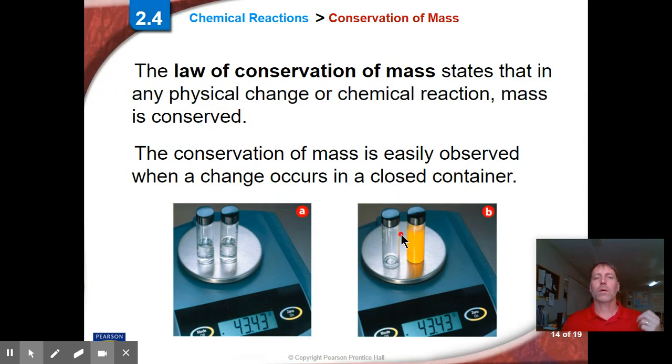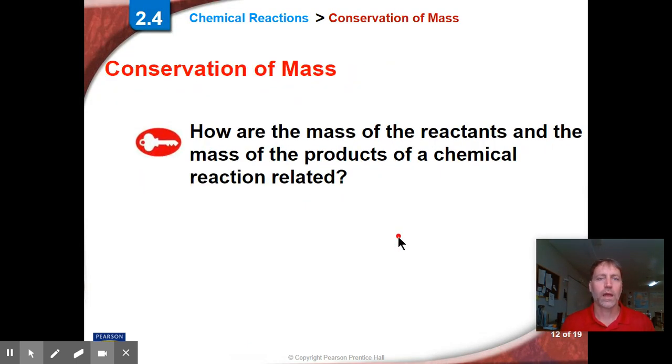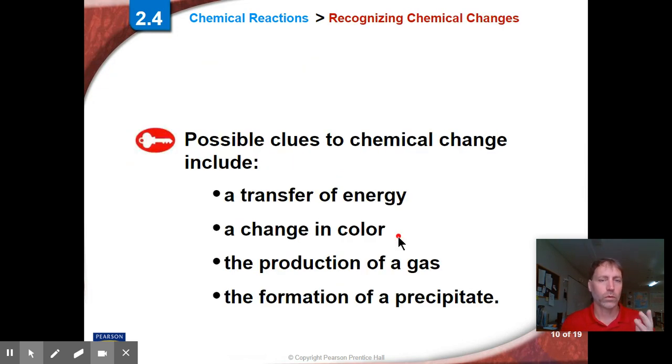So the main thing I want you to know is conservation of mass, and these four different clues: energy change, change of color, production of a gas, or gas bubbles, and forming of a precipitate or a solid.